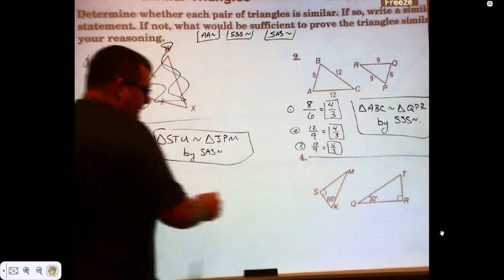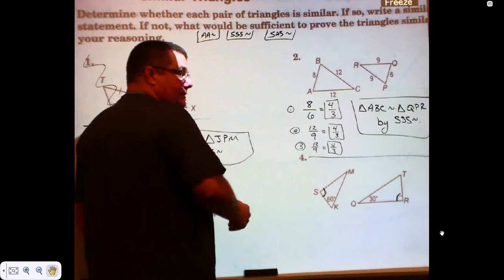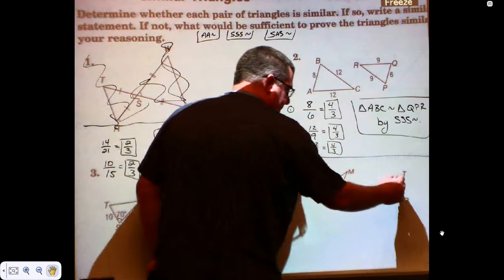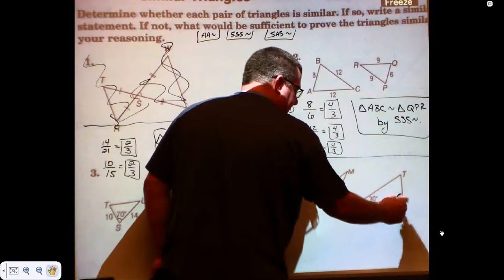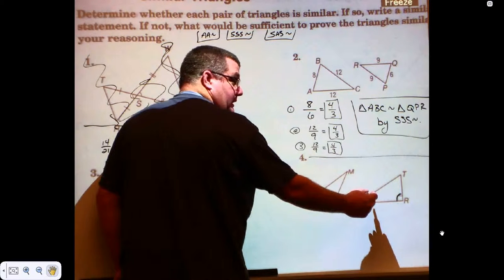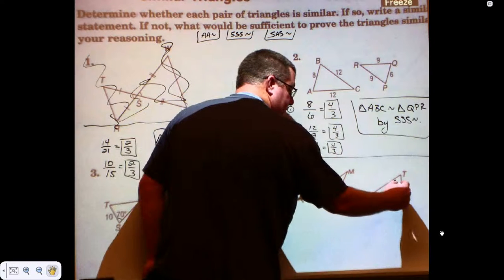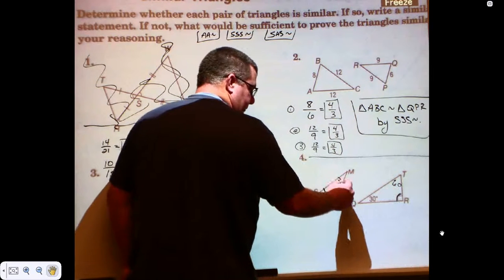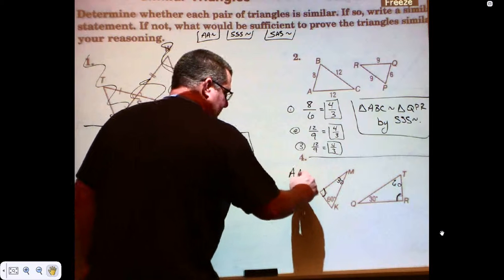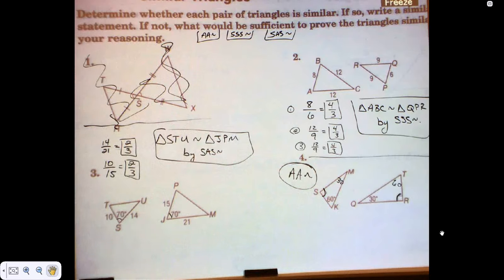Looking at this one, 90, I've got one set of angles congruent. Don't have a second one right now, but can I lead myself to one? If this is 30, what's this? Think about it. What do these three angles have to add to? So you got 90 and 30 is what? 120. So 180 minus 120 is what? So what's this one going to be? So these are similar by what? Angle, angle, similarity. You guys could write the similarity statement. Well, we got all that written down.